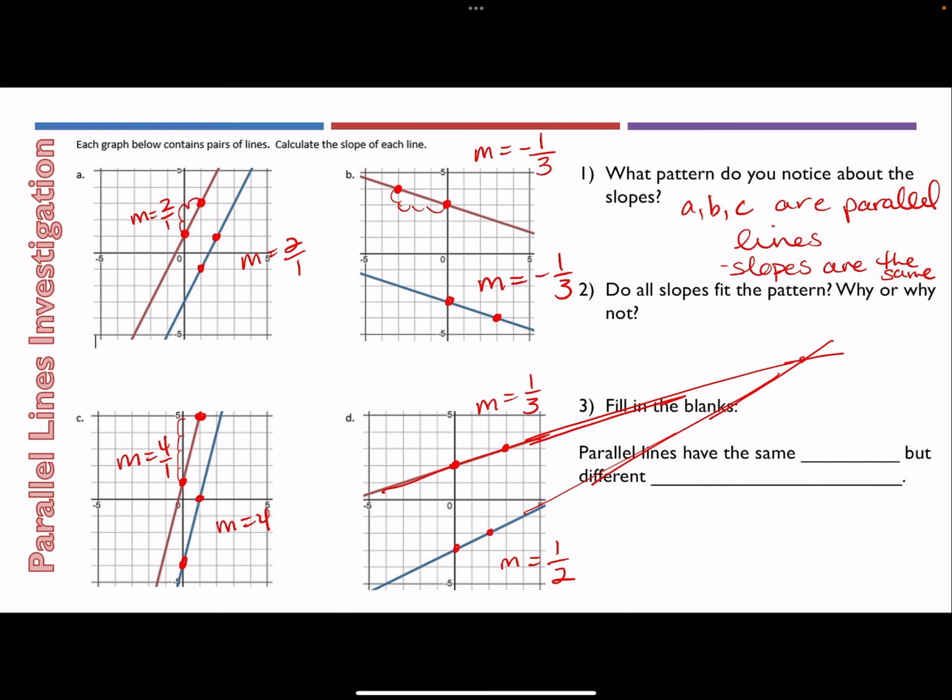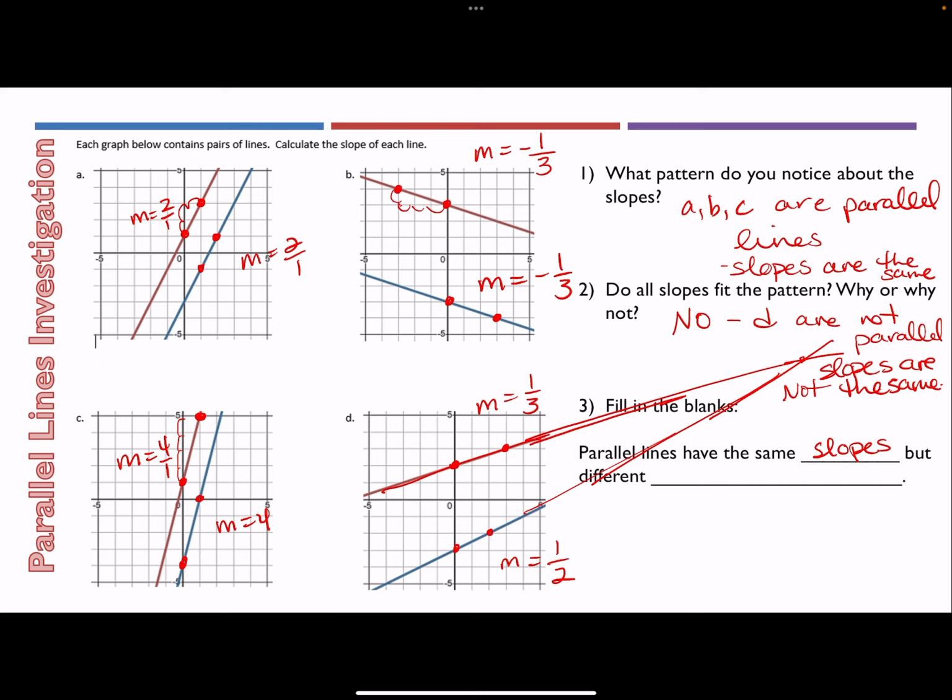Do all the slopes fit the pattern? No. Letter D are not parallel, and therefore their slopes are different. Slopes are not the same. Okay, so fill in the blanks. Parallel lines have the same slopes, but they actually have different y-intercepts.